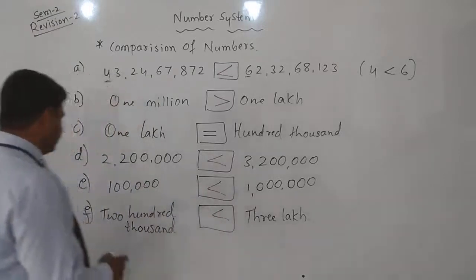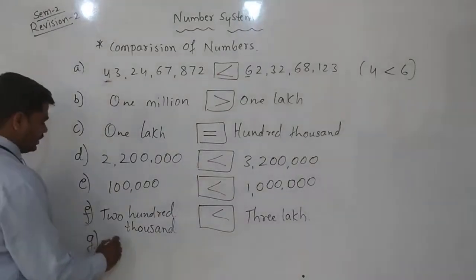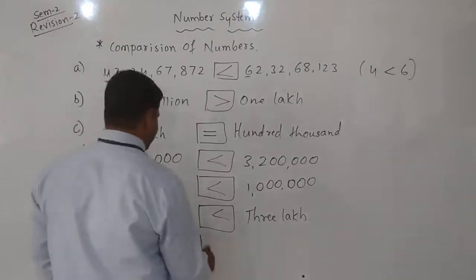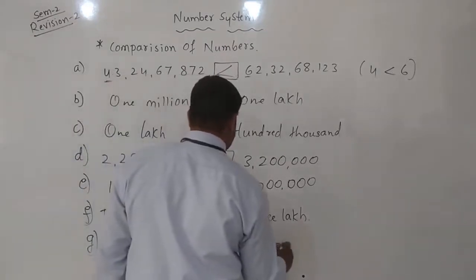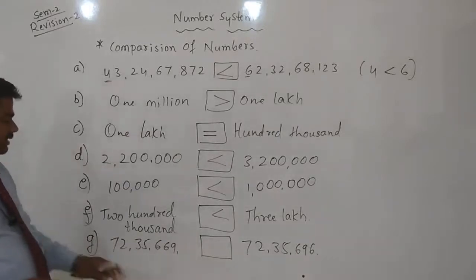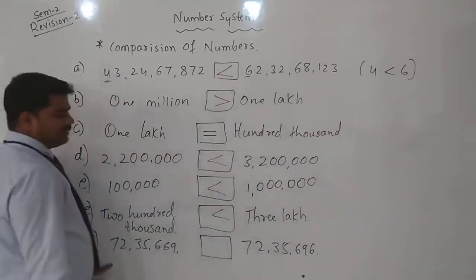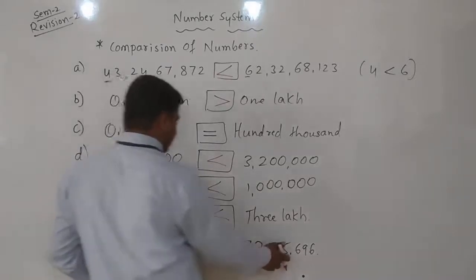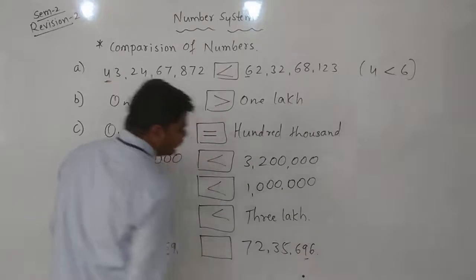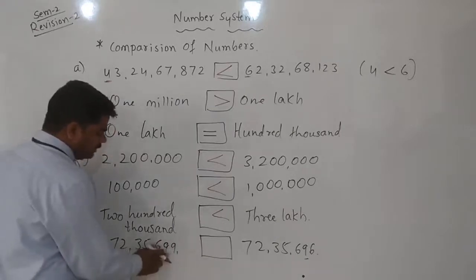If both the digits are same, here 7,235,669 is compared with 7,235,696. The digits all are same, but tens place and ones place differ. First compare with the bigger place: here 7, next digit 2 and 2, 3 and 3, 5 and 5, 6 and 6. And tens place, here 6 is there, here 9. Then here 6.